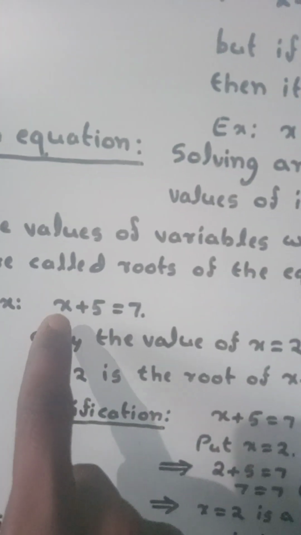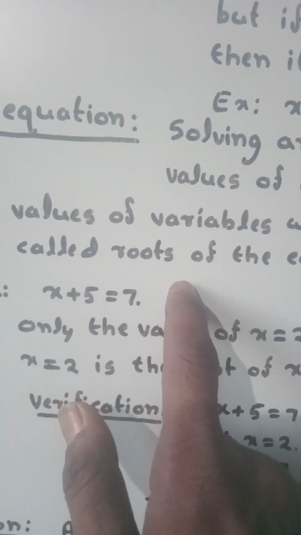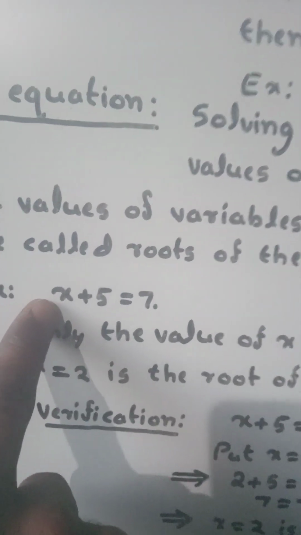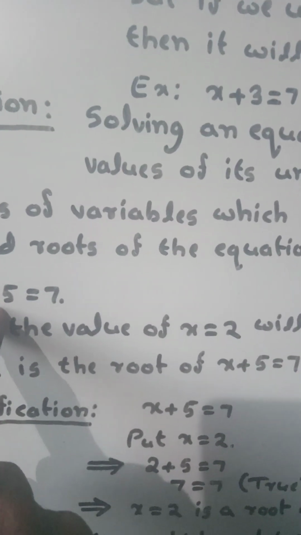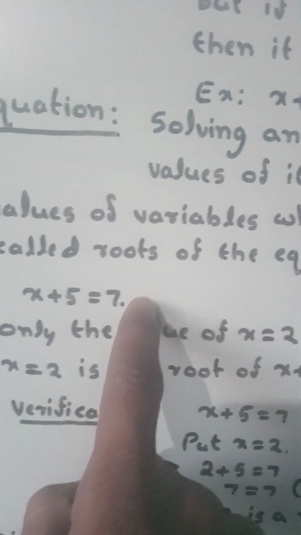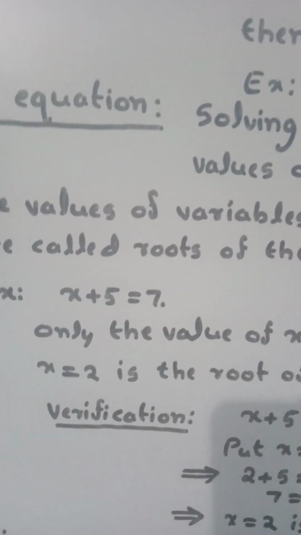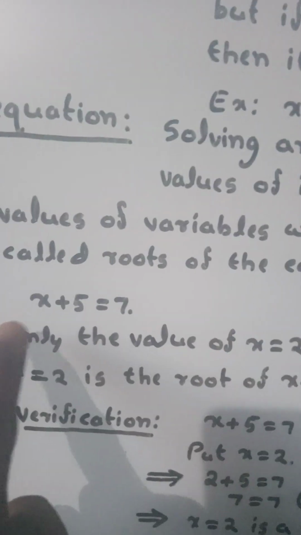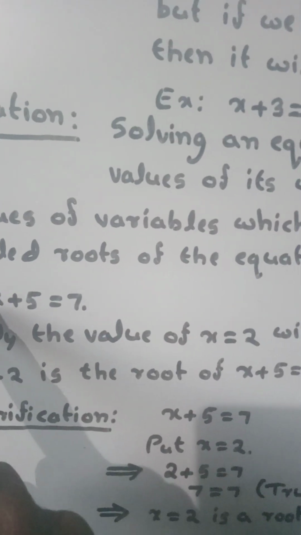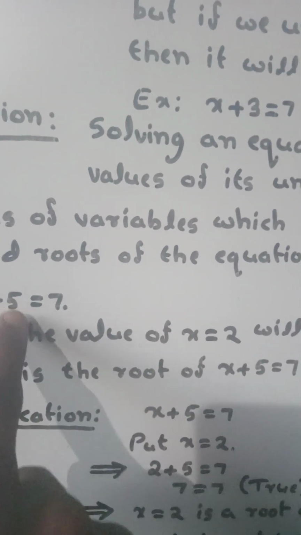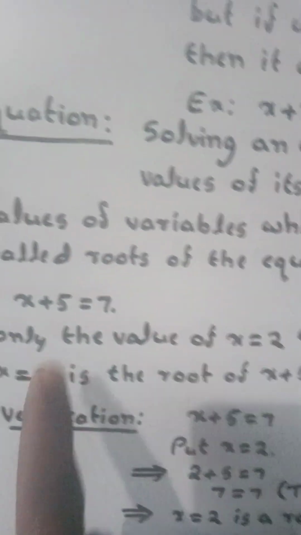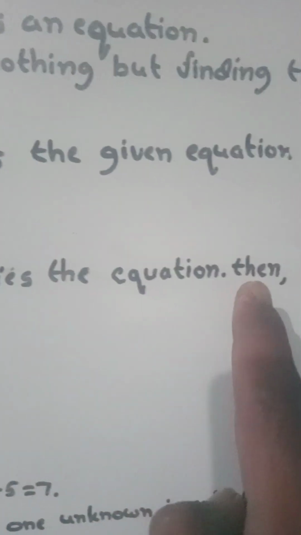For example, x plus 5 equals 7. In this example, if I take x equal to 1, what will happen? The value of LHS will become 1 plus 5, that is 6. 6 is never equal to 7. So x equal to 1 does not satisfy the equation. Now I try x equal to 2. If I write 2 in the place of x, then 2 plus 5 equals 7. 2 plus 5 is 7 only, right? 7 equals 7, so it is verified. Only the value x equal to 2 satisfies the equation.